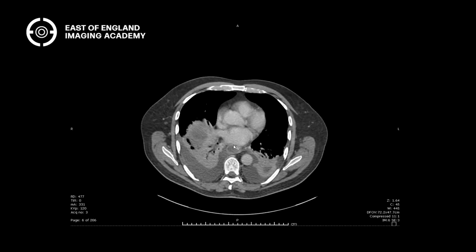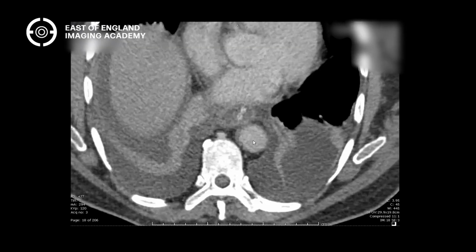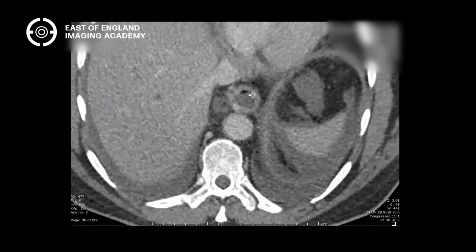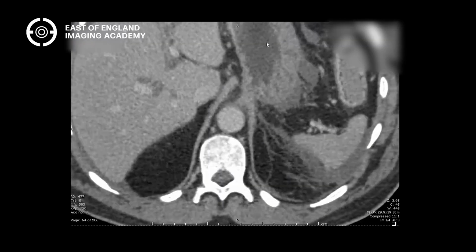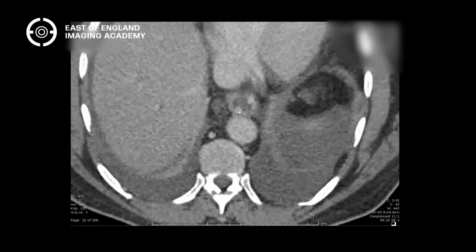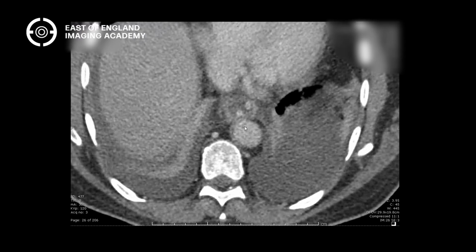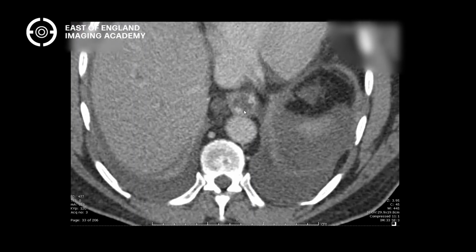What's this structure here behind the heart? Contains fluid. It's not the aorta, but it continues down into the stomach. Esophagus, yeah. And what's this structure within the esophagus here? Tubular structure. It's an NG tube, yeah.